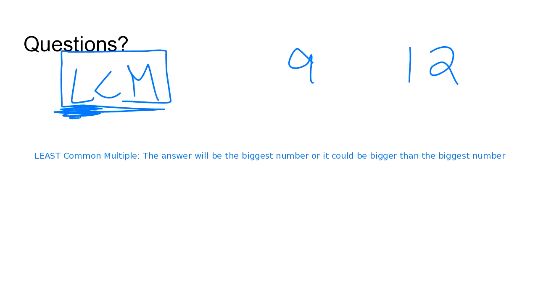And for greatest common factor, the answer will be smaller than both numbers, the smallest number, or it could be smaller than the smallest number. Okay.